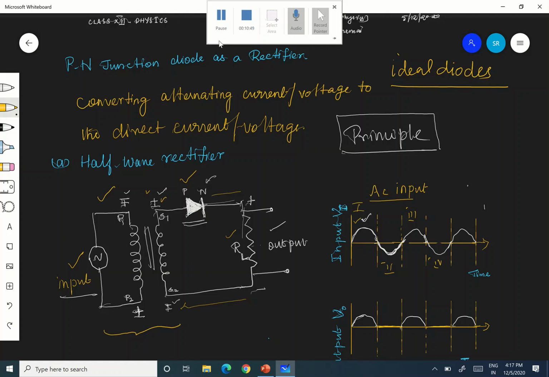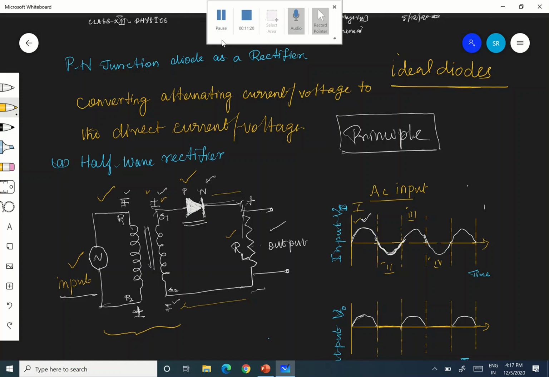But what is the ideal diode? The diode which offers zero resistance, not low, zero, when forward biased, and infinite resistance when reverse biased. Therefore, it will not allow any current to pass through it when it is reverse biased. But when it is forward biased, it allows full current, so the resistance is zero. That is the ideal case, which is why it is called an ideal diode.